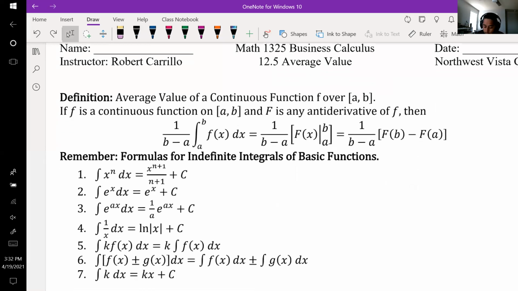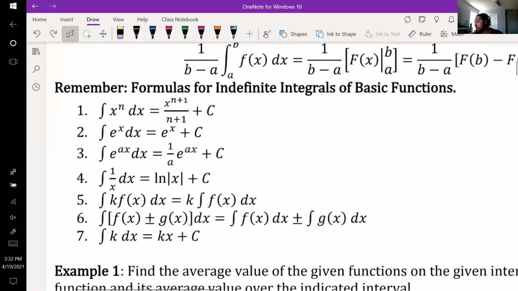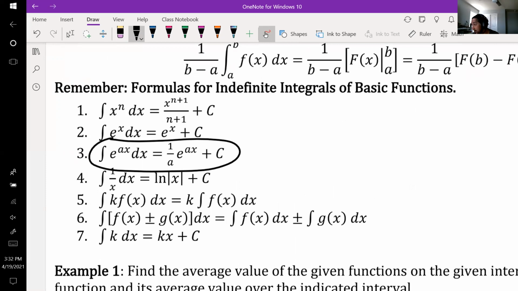Here are those integral formulas again, in case we need them. There is one new one, and it is going to be this guy. I think we'll need it for an application problem. So this says the integral of e to the ax dx, the antiderivative will be 1 over a times e to the ax plus c. So we'll use that formula when we need it.